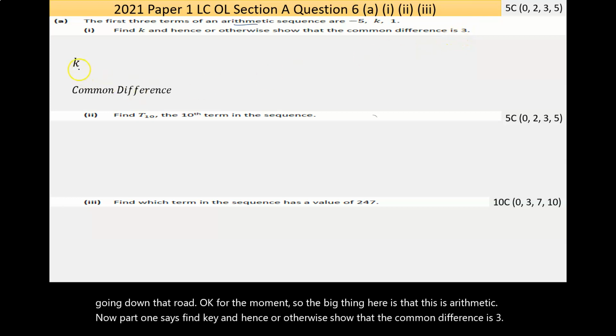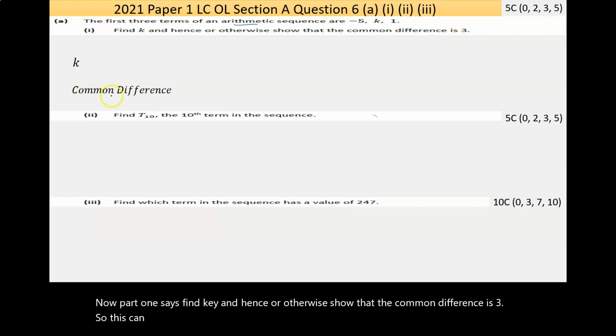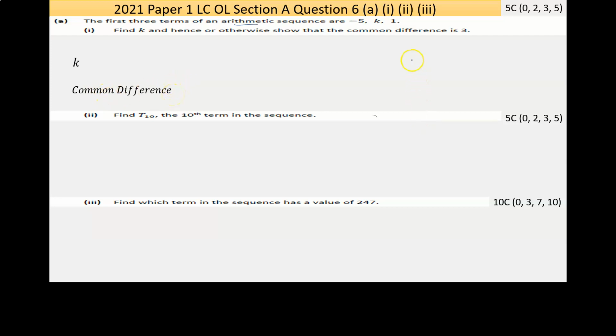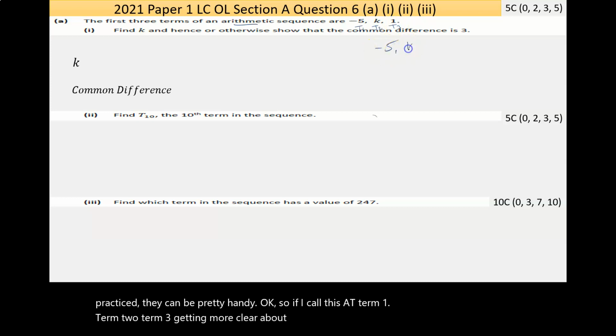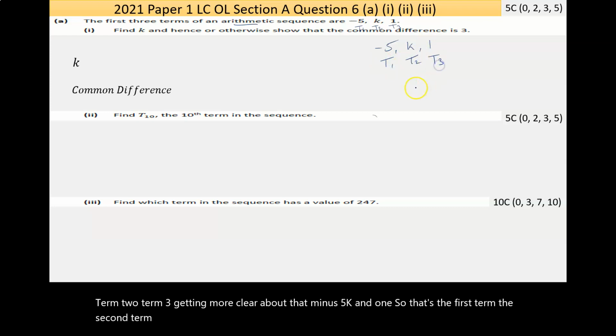So this k and common difference were on the exam paper itself, so that's why they're here. Now, these questions can be tricky, but if you've practiced them and you can remember what you practiced, they can be pretty handy. So if I call this term 1, term 2, term 3, I'll be more clear about that. -5, k, and 1. So that's the first term, that's the second term, that's the third term.